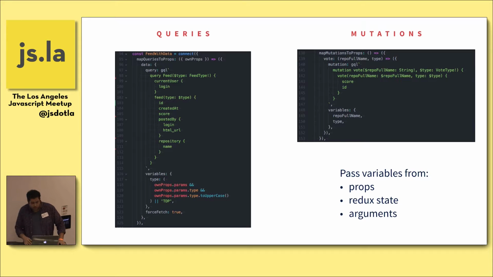Mutations are the same way. You click a button, it'll fire off a mutation, which is written as a query as well. And this allows you to do a lot of cool things. You can pass variables from props or state or whatever to fill these GraphQL queries, and those will hit your server, and you will get the data that you need.